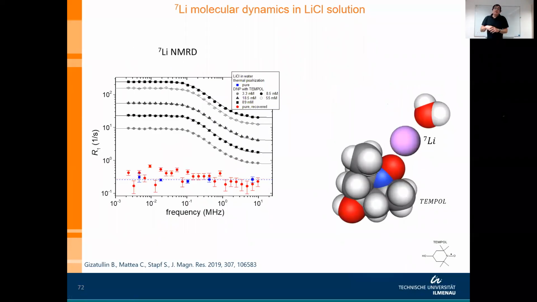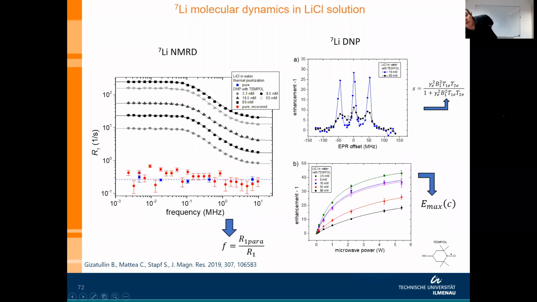This is another system where we have lithium chloride solution. Then we want to measure in lithium. I mean, this is lithium NMR in field cycling. And the idea here is the same: try to measure at different concentrations, and then try to get the pure nuclear relaxivity by doing 5 and dime. And in this system, it's nice because you have the little lithium, the water, and then the big TEMPO.